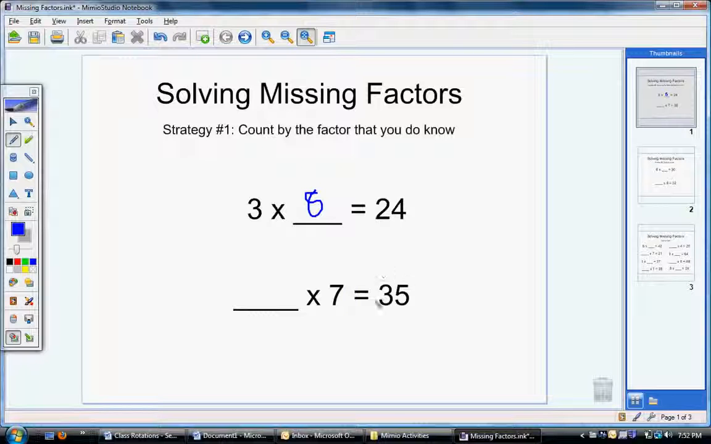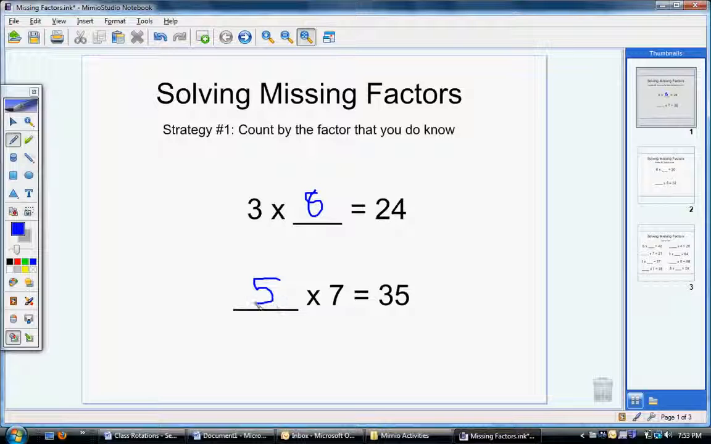All I need to do is count up to when I get to 35. Again, each number that I say is going to give me another finger. So, 7, 14, 21, 28, we're having fun. 35. I'm at the product that I want. I had 5 numbers that I went through: 7, 14, 21, 28, and finally 35. So that was 5 factors that I had to go through, so my missing number would be 5 here.